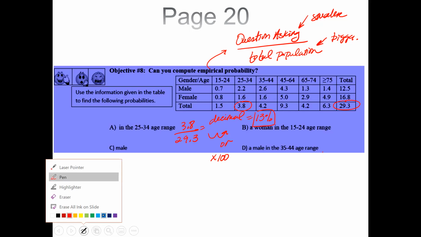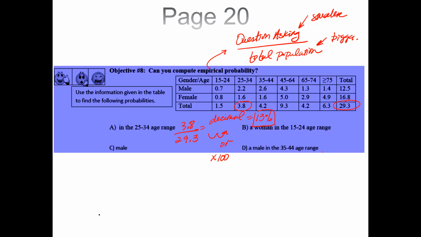Make sure you're not just copying this part down. Make sure you actually are trying to do this on your own, practicing with the calculator as well, so you know where all the buttons are. A woman in the 15 to 24 age group. So 15 to 24 age group, and it's a girl, is going to be 0.8 divided by the total, which is 29.3, and that is going to give you 2.7%.